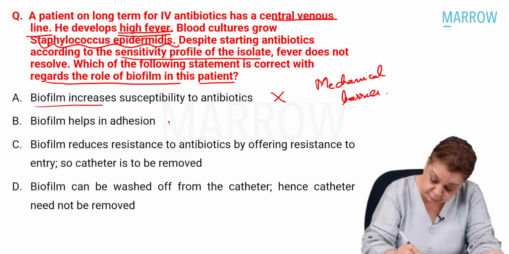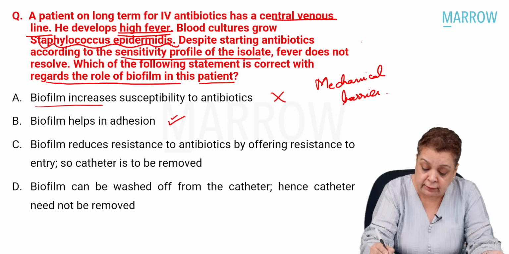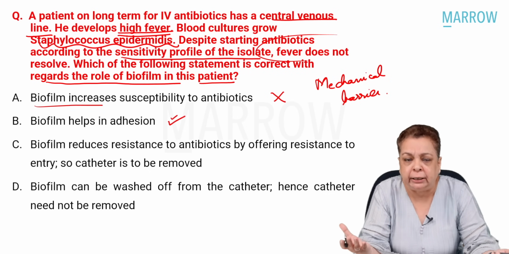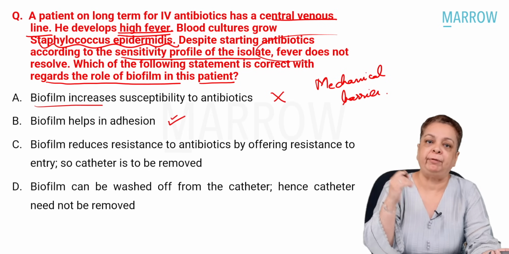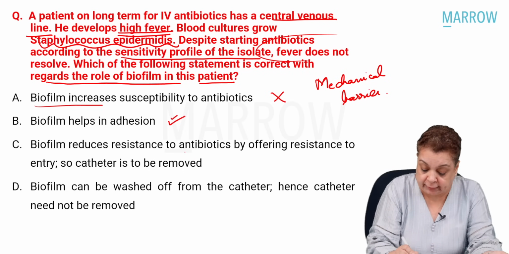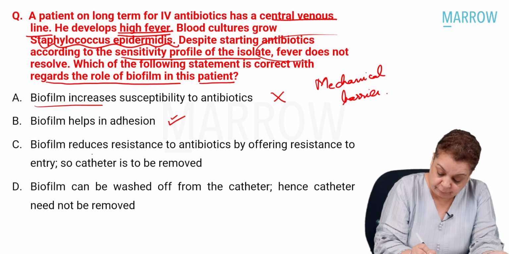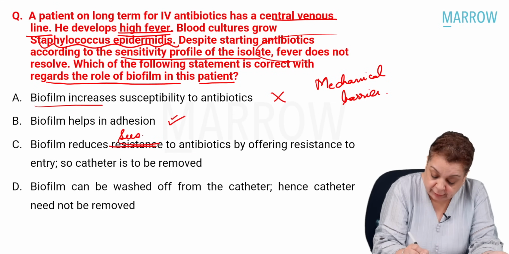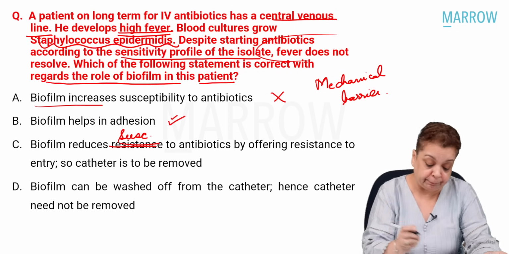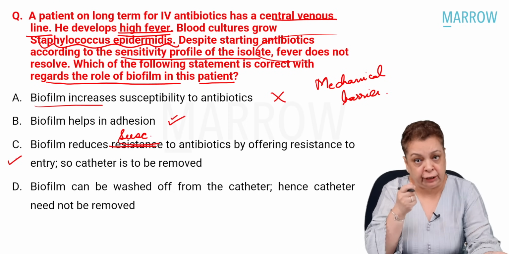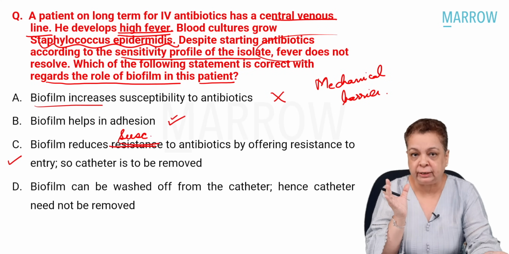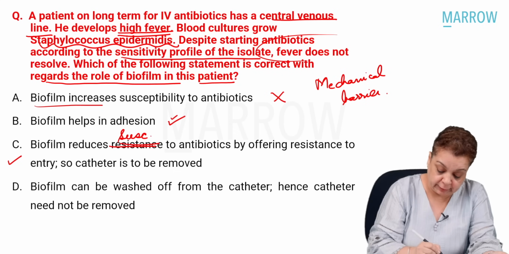Biofilm helps in adhesion. Yes, that's absolutely correct. But here, since the patient is not responding to the antibiotic according to the sensitivity profile, that adhesion has no role here. It is the prevention of entry of antibiotics. Option C, biofilm reduces the susceptibility to antibiotics by offering resistance to entry. So the catheter is to be removed. Absolutely correct. Yes, we need to remove this patient's catheter because Staph epidermidis has formed biofilm around its colonies, and that's preventing the entry of antibiotics.